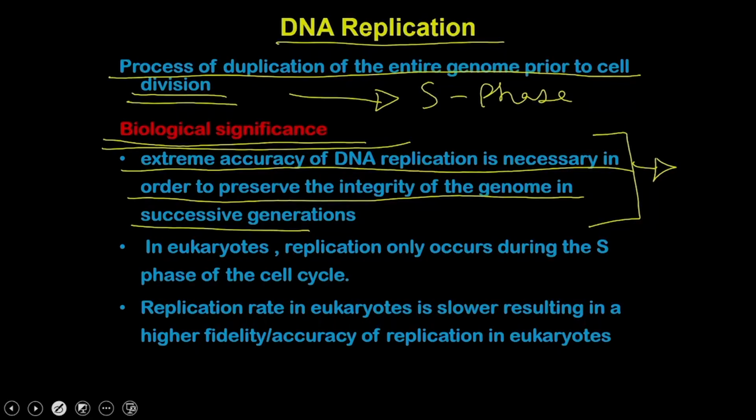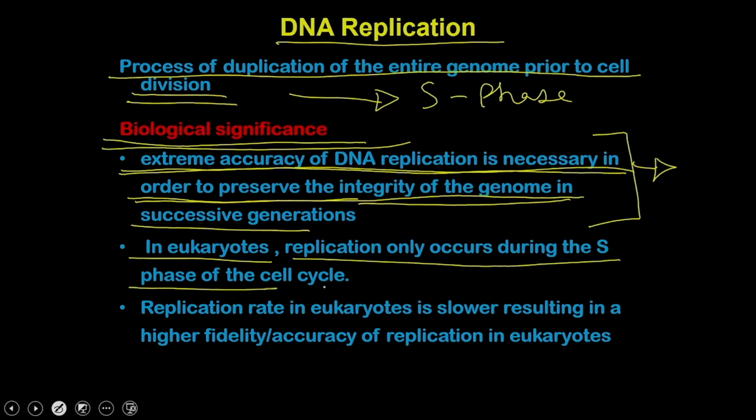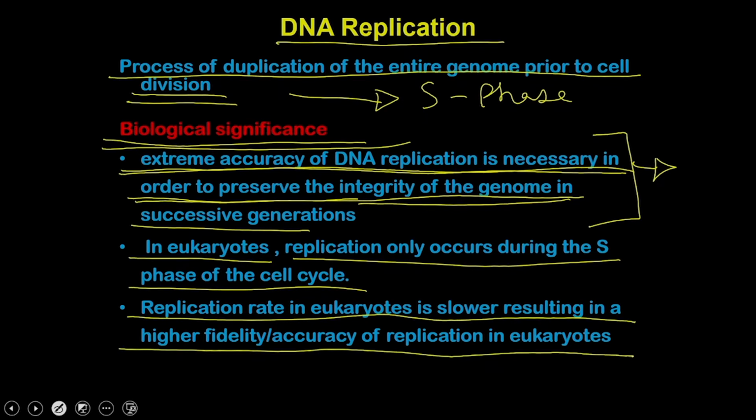So, that is why it is important that DNA replication should be accurate, so that it produces an identical copy in order to preserve the sequence of the DNA, as well as the integrity of the genome, and that should continue for several generations. In eukaryotes, replication only occurs during the S phase of the cell cycle. The replication rate in eukaryotes is slower, resulting in a higher fidelity of replication.